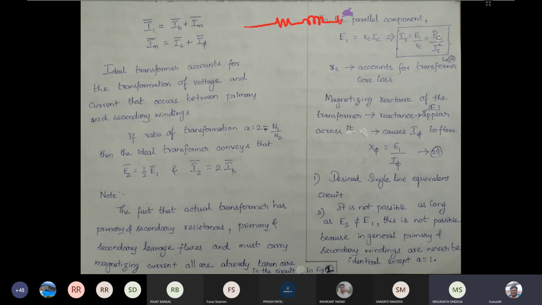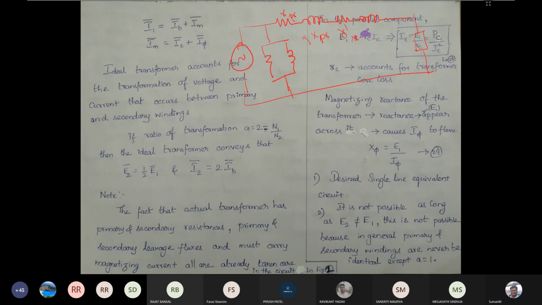The complete circuit can be drawn like this. The shunt element has come here and your load is here. The parameters I am not labeling. But here you are having R1, here you are having X1, that is the primary side, we will mention it as primary, jX primary. So here you are having R dash secondary and here X dash secondary.